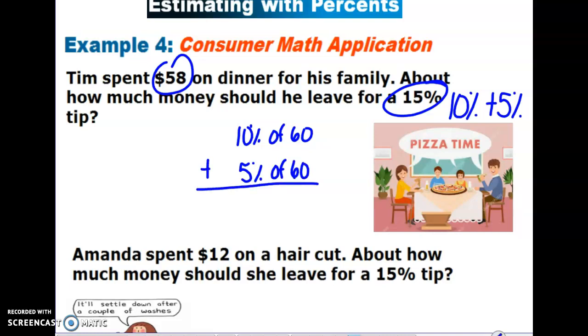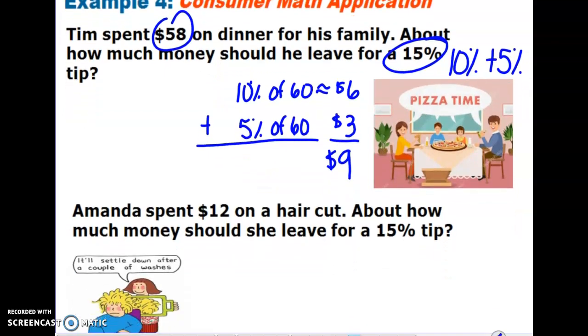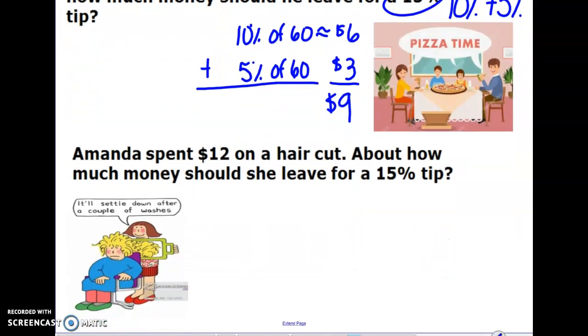So 10% of 60 is about $6. 5% of 60 then would be half of 10%. So half of $6 would be $3. So in this case, a $9 tip would be appropriate for this family. Now keep in mind, many times people tip more than 15%, but that's just a starting point.